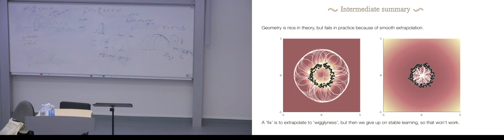So this is the situation. Geometry works in theory. In practice, it totally sucks. And the only way we can make it work is by preventing machine learning from working. Yay.